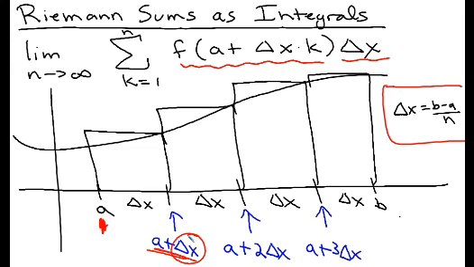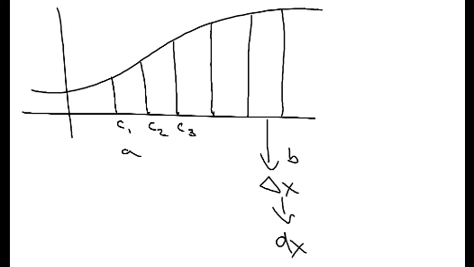So in this first rectangle, this x value right here is going to be a plus the change in x. Well, when I get to this one, it's going to be a plus 2 of those. When I get to this one, it's going to be a plus 3 of those. All right, so that's all that this thing means right here. Okay, and we'll use this again in just a minute.